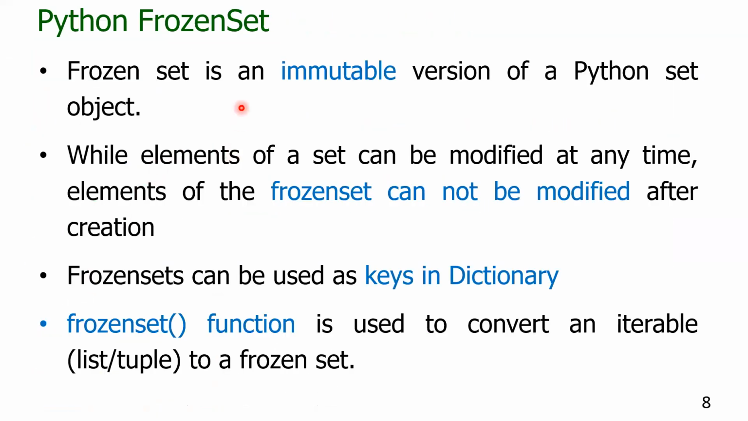The next data type is Frozenset. Frozenset is an immutable version of a Python set object. While elements of a set can be modified at any time, elements of the frozen set cannot be modified after creation. Frozen sets can be used as keys in a dictionary, and the frozenset function is used to convert any iterable like a list or a tuple to a frozen set.